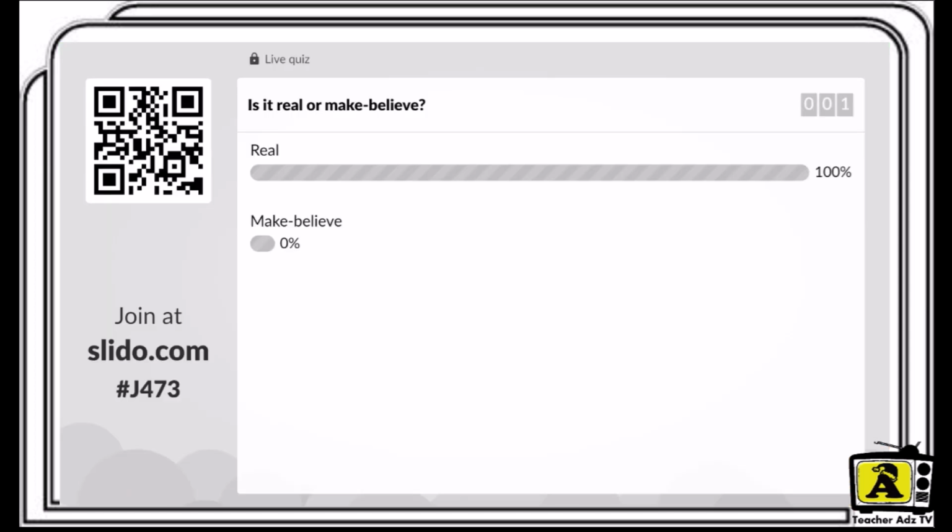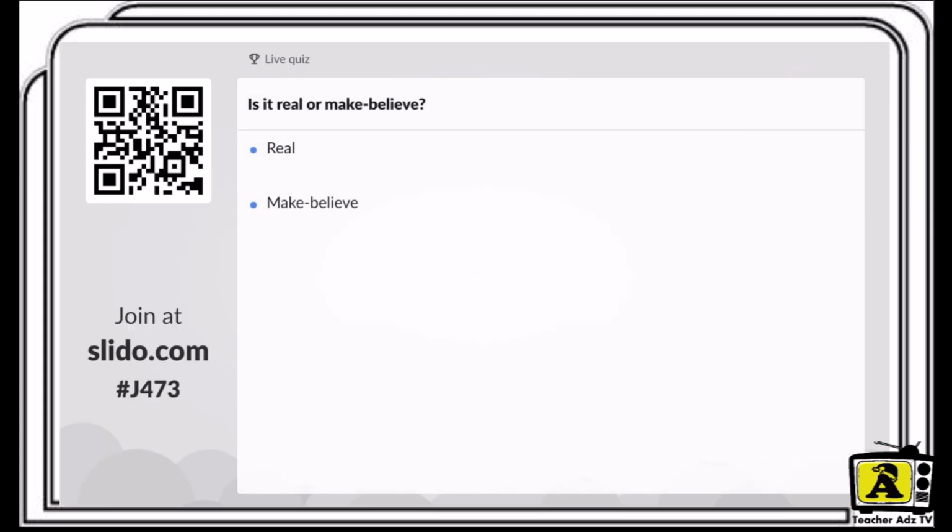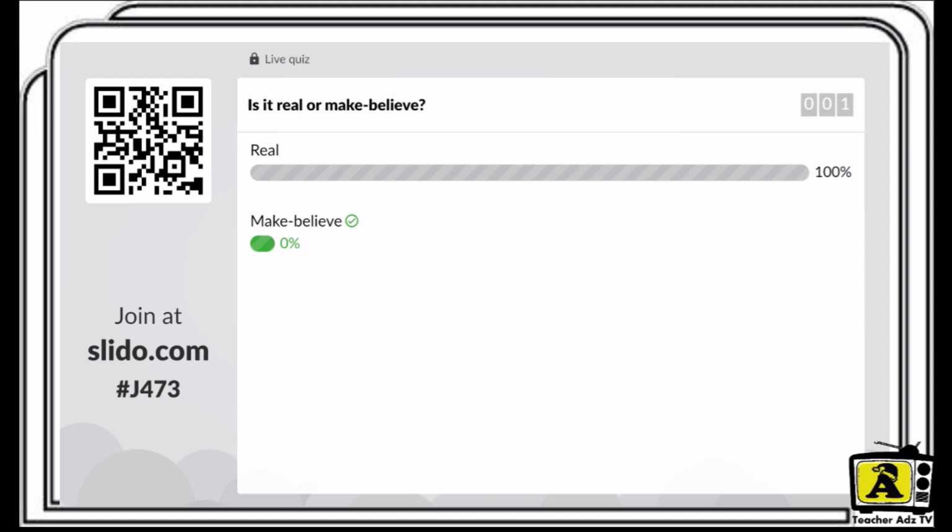Okay, somebody answered real. Let us see if it is correct. No, it is not real. It is make-believe. Why is it make-believe? Let us go back to the statement. It says here, under the new normal, gadgets like cell phones can now talk to their owners and act like what teachers do in the classroom. Can cell phones talk to their owners? Of course not. So this one is make-believe. Okay, now let's go to the next one.